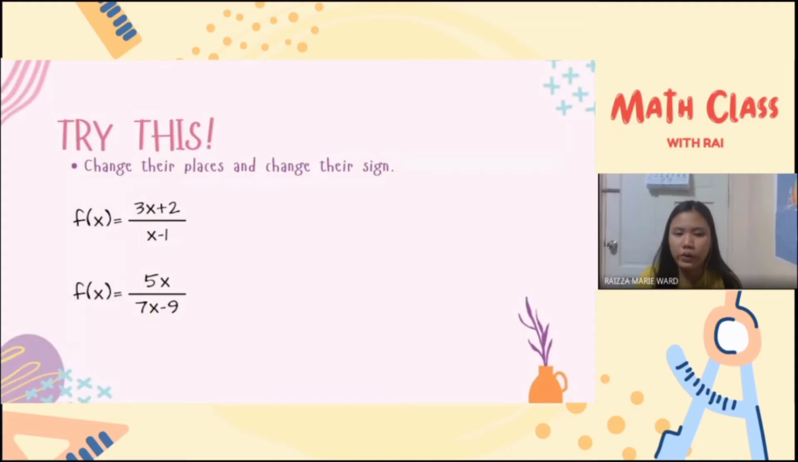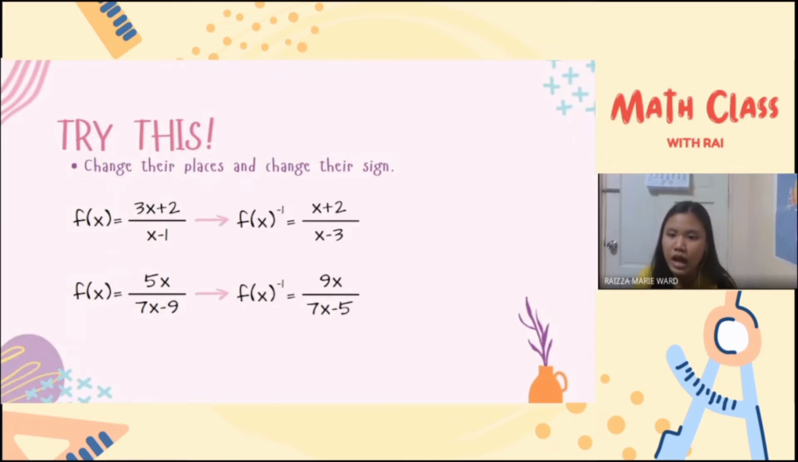Okay, so the correct answer is first, number 1, f of x raised to negative 1 is equal to x plus 2 over x minus 3. Number 2, f of x raised to negative 1 is equal to 9x over 7x minus 5. Just like what we did on our example, we changed their places and changed their sign.